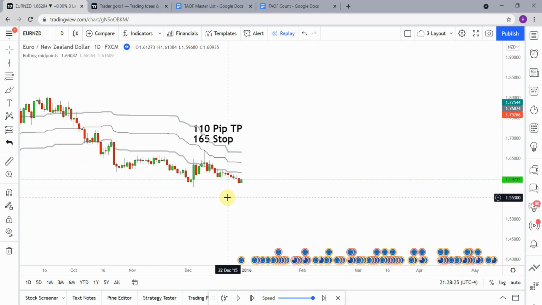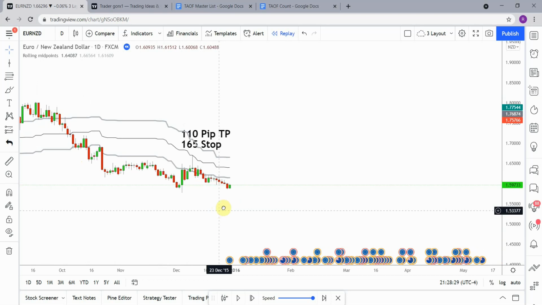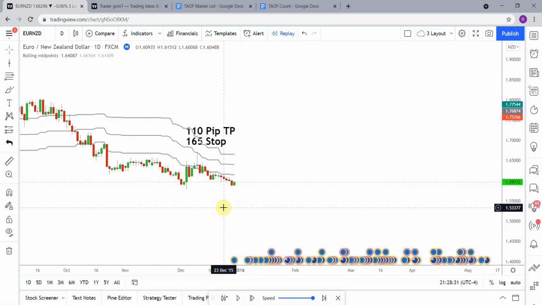So we've tested quite a few indicators like this before. It's nothing really unusual about it. So let's go ahead and get on with the testing and see what we can get out of this.